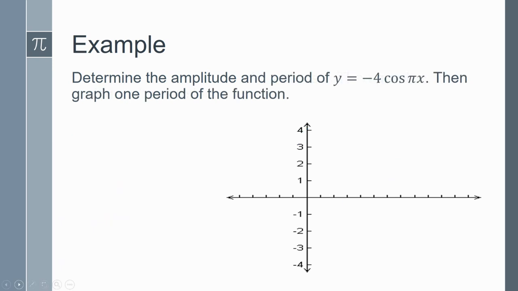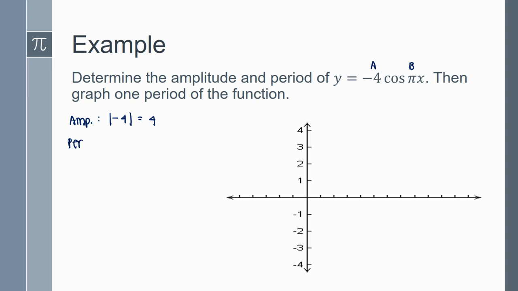Okay, looking at another example, we've got y equals negative 4 times the cosine of pi x. So remember, the a value is connected to the cosine, the b value is connected to the x. Let's identify the amplitude and the period to help us find our 5 critical points. Amplitude is always the absolute value of a. Since a is negative 4, the absolute value of negative 4 is positive 4.